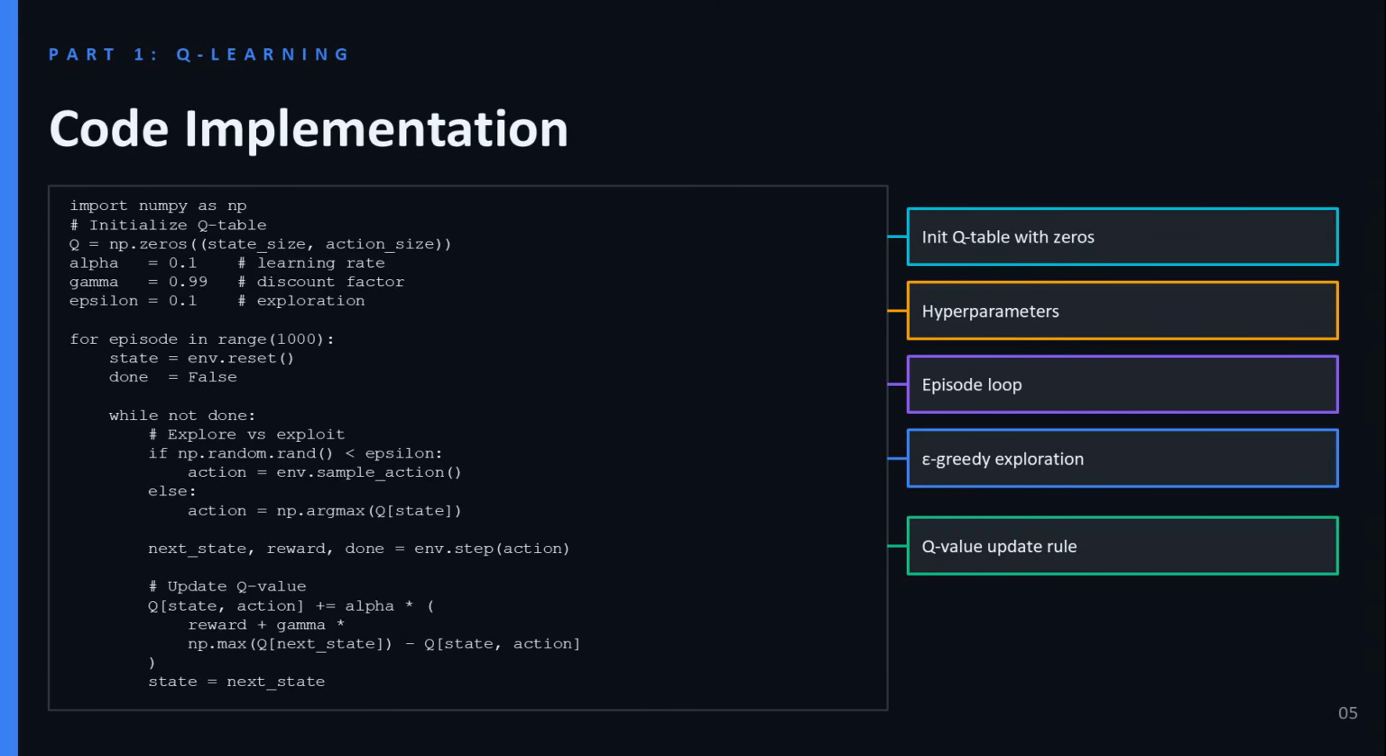Here is how it looks in code. We initialize a Q table with zeros. Then for each episode, the agent explores or exploits, takes an action, gets reward, updates the Q value. Over time, the agent improves its decisions step by step.